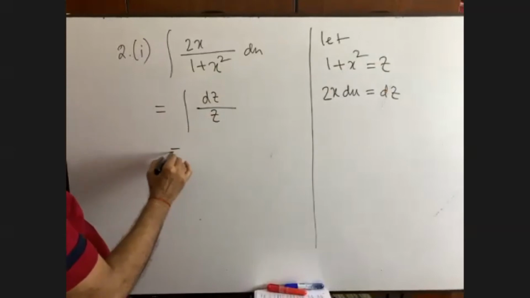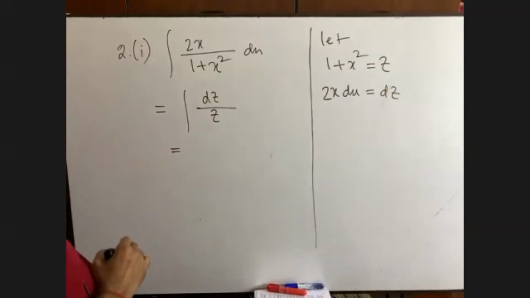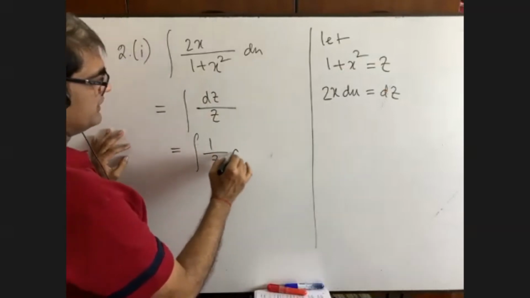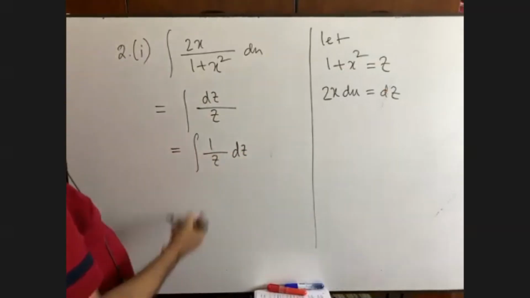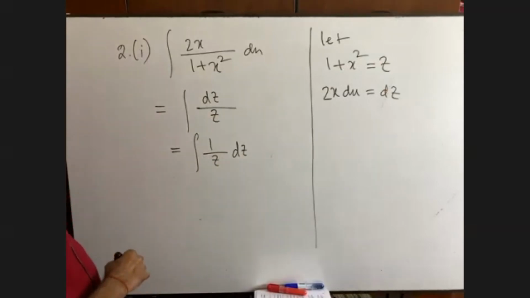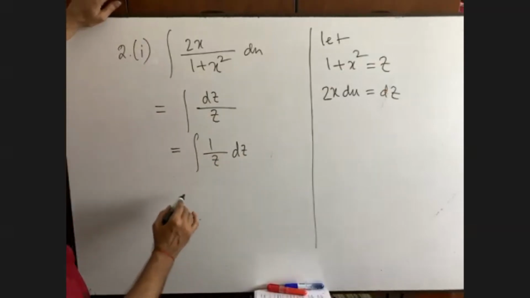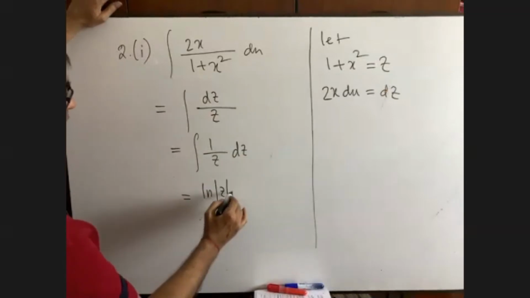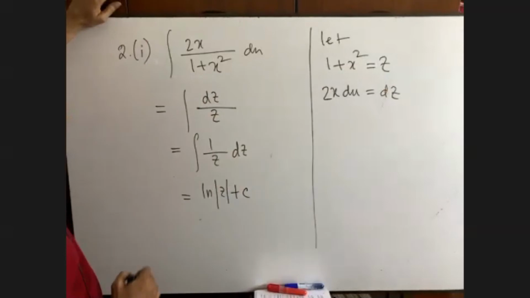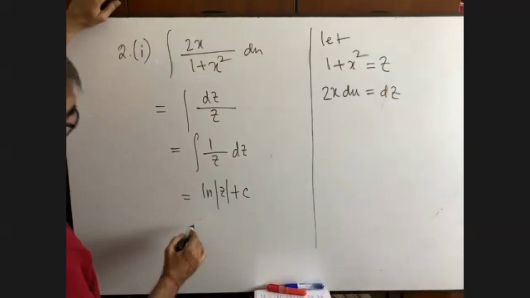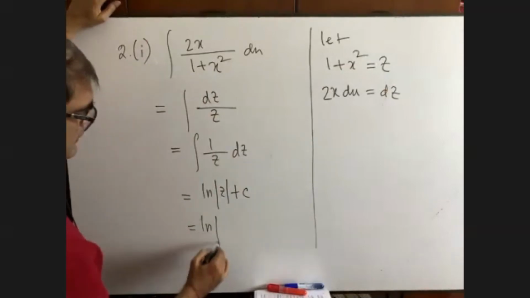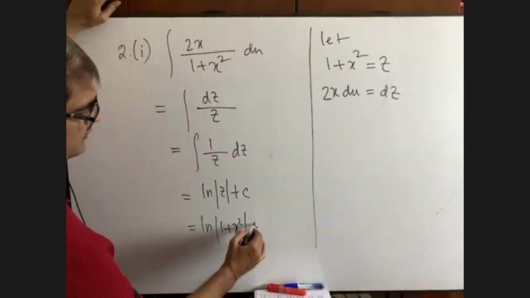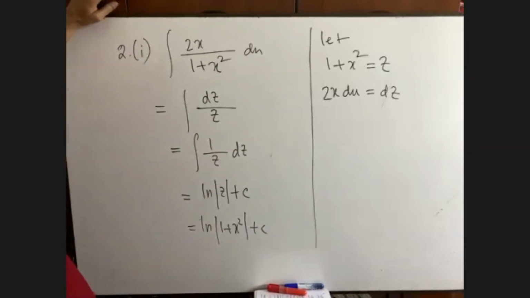Now what is the integration of 1 by z? Actually the math would be written like this: 1 by z dz. Now what is the formula of 1 by z? Ln z plus c. Very good. Ln z plus c. Now what is the value of z? Ln of 1 plus x squared, plus c. And we have got the answer.